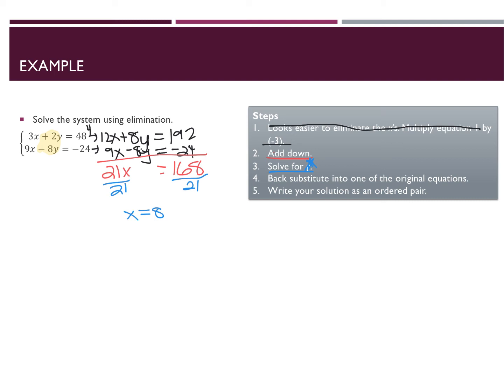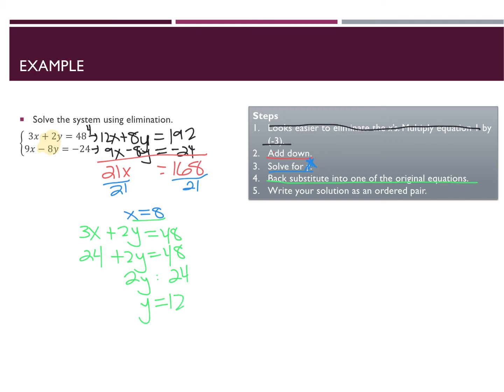Okay, so now we're ready for our next step. We're going to back substitute into one of the original equations, and it does not matter which one you choose. I would probably choose the one that looks easier. I would probably choose equation 1, but you're welcome to choose equation 2 if you would like. Okay, and we're going to put the 8 in for x, so 3 times 8 is 24. Or 2y equals 24, and we get y is equal to 12.